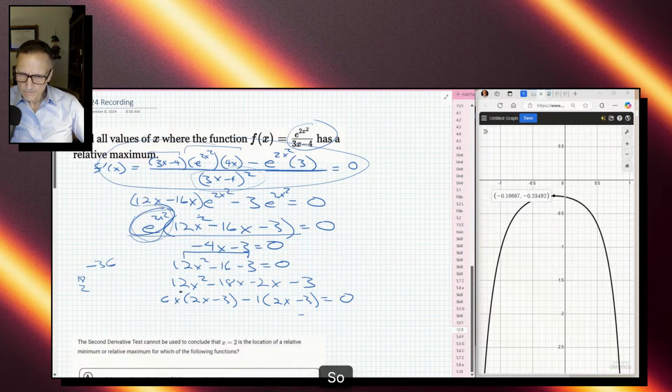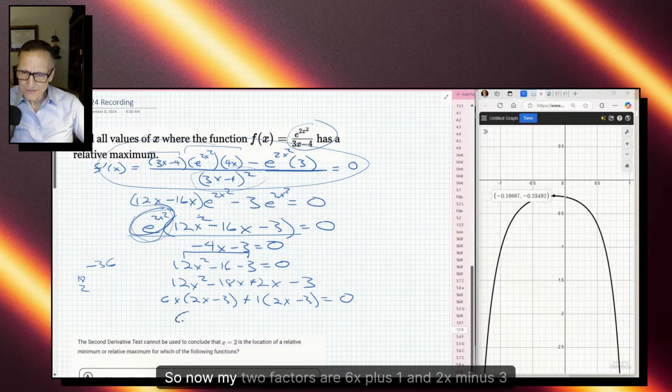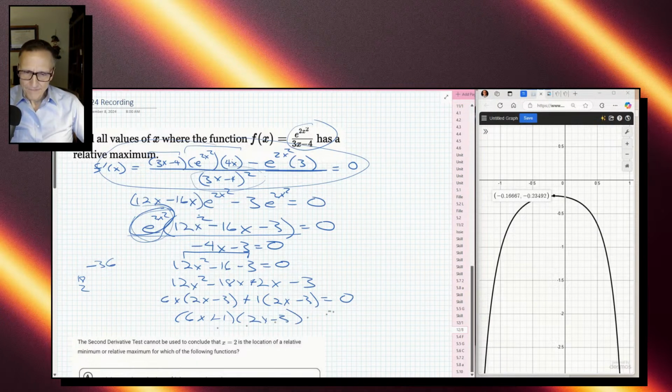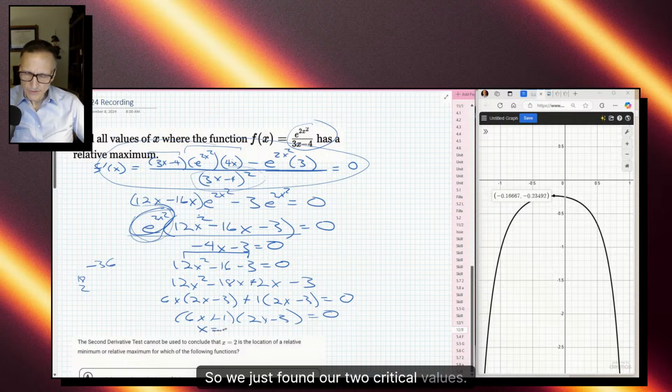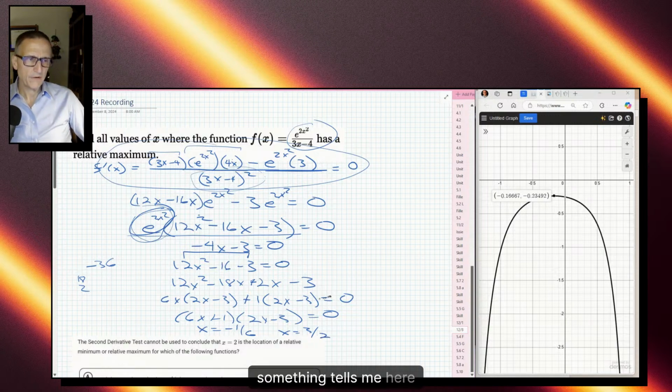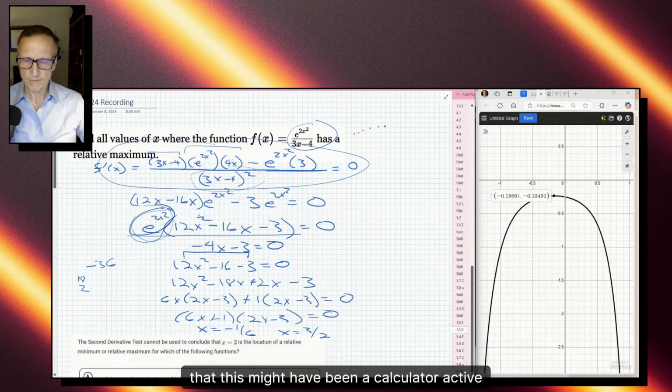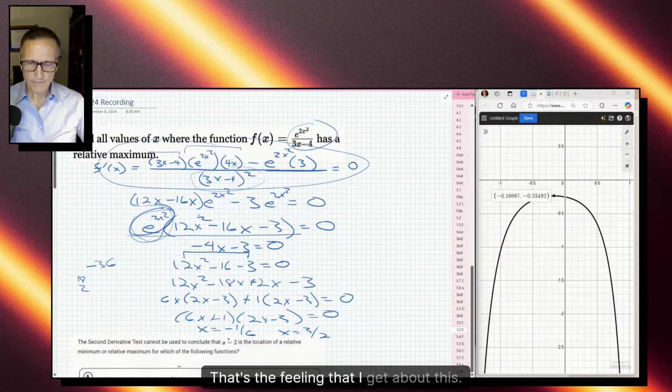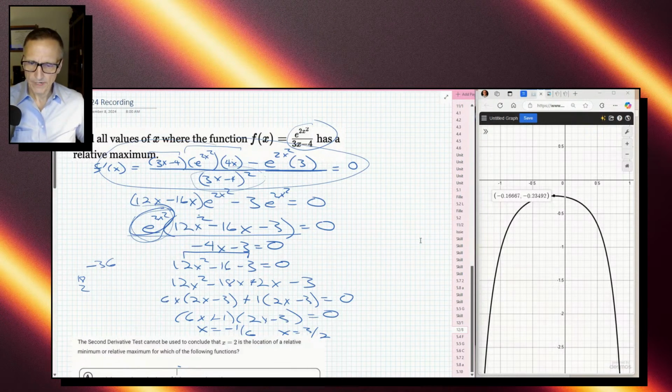Let's try this again. So when I split this negative 16, that's a plus 2. Yeah, so that's a plus 2x right there. So that makes this, yeah, plus 1. And we'll get it right. There we go. So now my two factors are 6x plus 1 and 2x minus 3 equals 0. So we just found our two critical values, negative 1/6 and x equals 3 over 2. Now, something tells me here that this might have been a calculator active problem. That's the feeling that I get about this, but we'll see. But anyway, I think we got it.